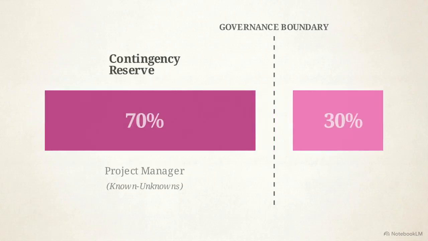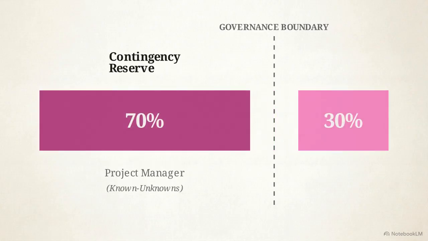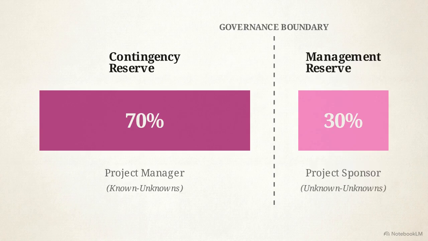Looking at this chart of the total project reserve, you can see the required governance boundary. 70% is your contingency reserve, controlled by the project manager. The remaining 30% is the management reserve, explicitly controlled by the sponsor for unknown events.